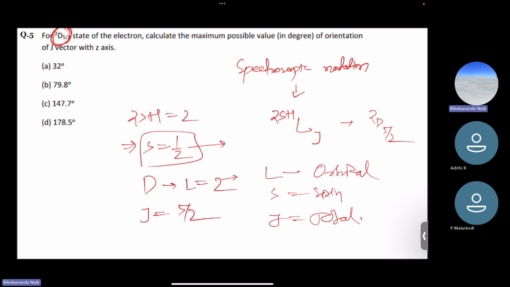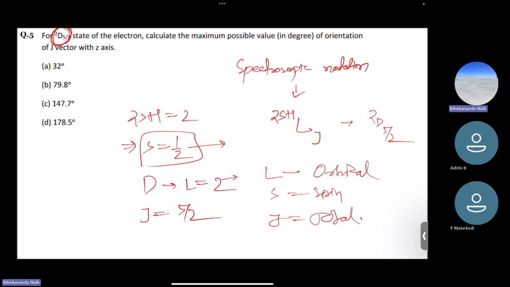So in the previous question we discussed that corresponding to values of S and L, we have values L plus S to L minus S. So here the values of J will be 2 plus half to 2 minus half. So 2 plus half is 5 by 2, 2 minus half is 3 by 2. So there will be two possible states. However, the question says we need to find the maximum possible orientation of J vector with Z axis. That is J equal to 5 by 2 level.